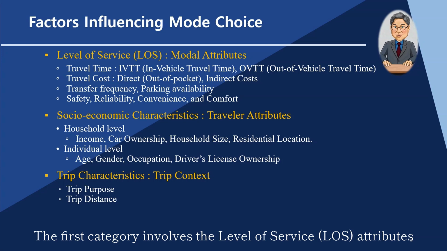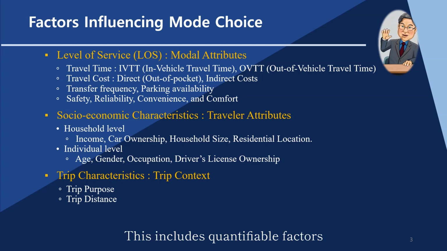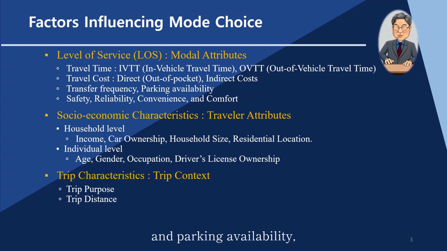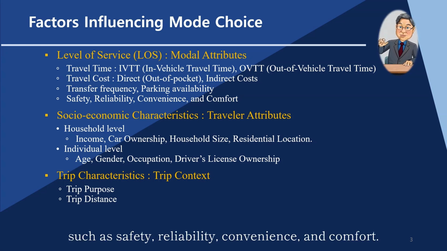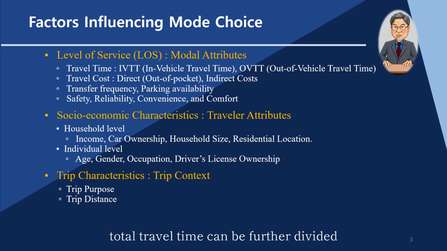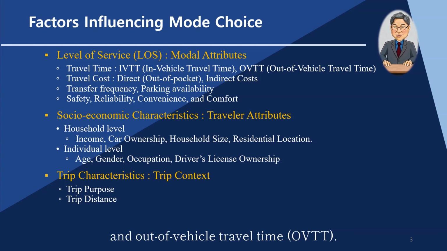The first category involves the level of service, or LOS, attributes of each transportation alternative. This includes quantifiable factors such as travel time, travel cost, the number of transfers, and parking availability, as well as qualitative elements such as safety, reliability, convenience, and comfort. Within this category, total travel time can be further divided into in-vehicle travel time, IVTT, and out-of-vehicle travel time, OVTT.